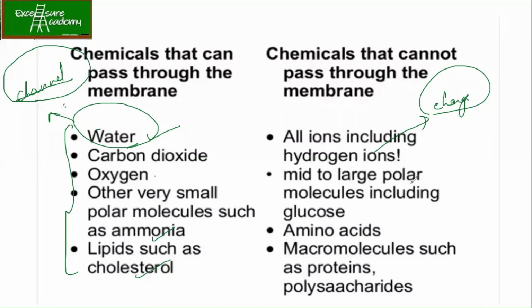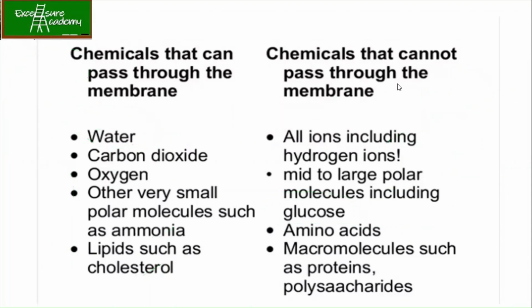For example, polar molecules like glucose. Since glucose is bigger in size, it cannot pass through the membrane, and the membrane has the hydrophobic part, right? And we know glucose is a hydrophilic molecule, so it cannot pass readily. It needs a channel again. Then amino acids, macromolecules like proteins and polysaccharides. Whatever is bigger in size cannot pass through the membrane.